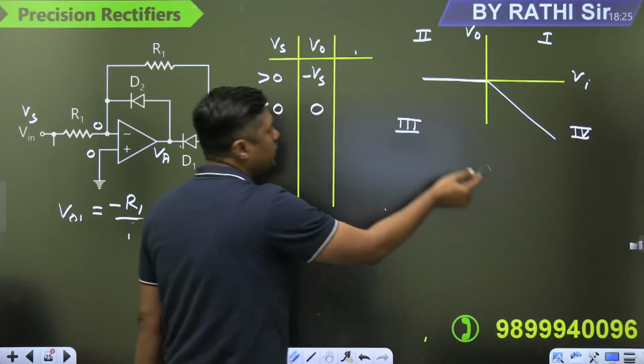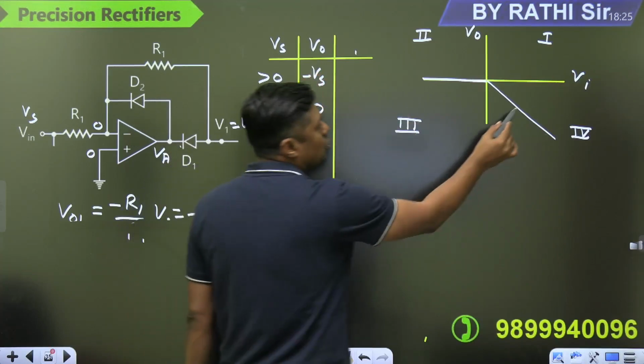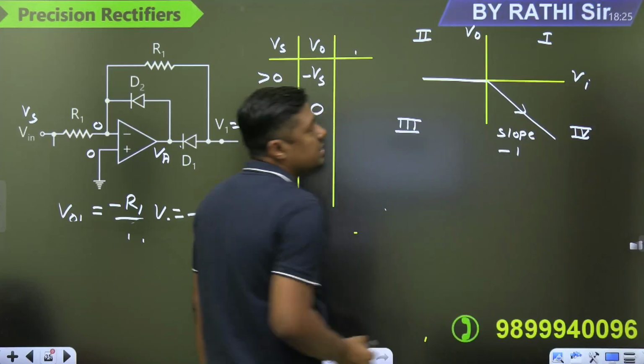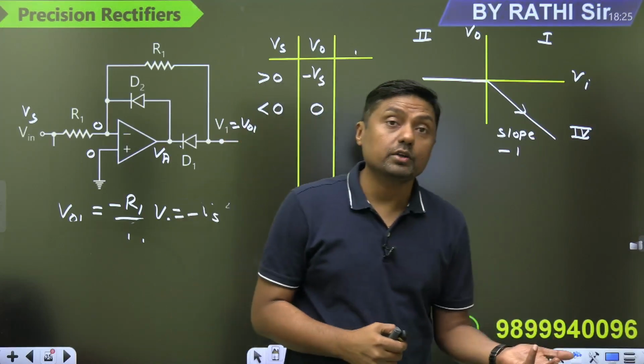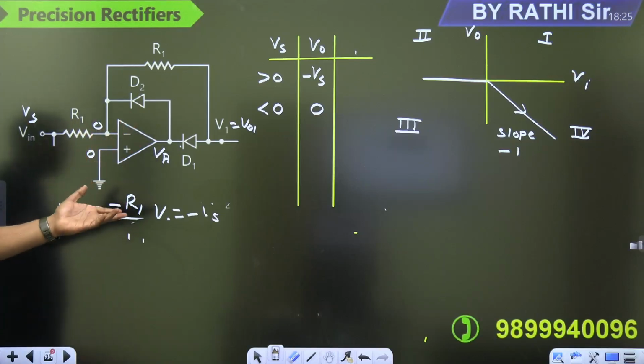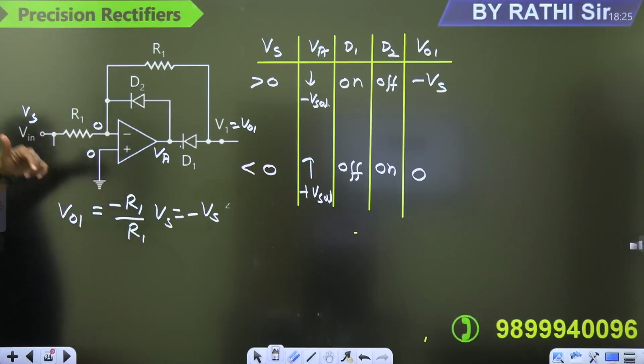And what is the slope here? Negative. V0 is equal to minus Vs. The slope is negative, this slope is minus 1. Negative slope, and it will be in the fourth quadrant. So that will be the question. If this is the diagram only, then you can draw a table like this, and say for the positive half we are getting the negative output, and for the negative half we are getting the 0 output. Or you can also draw the waveform.